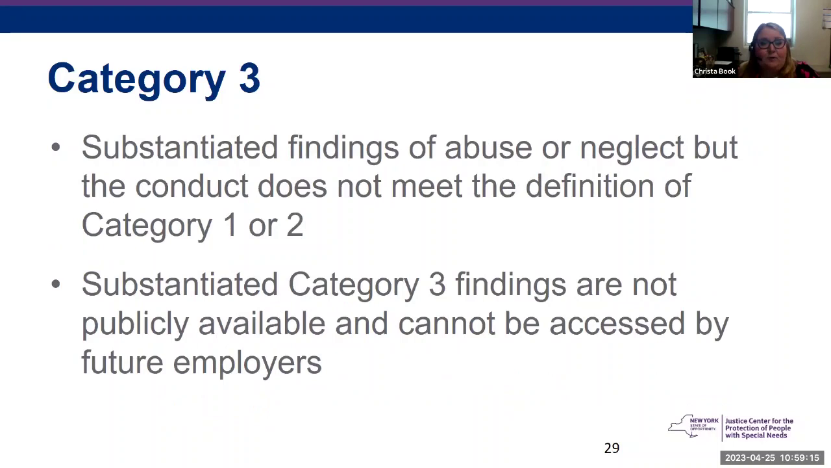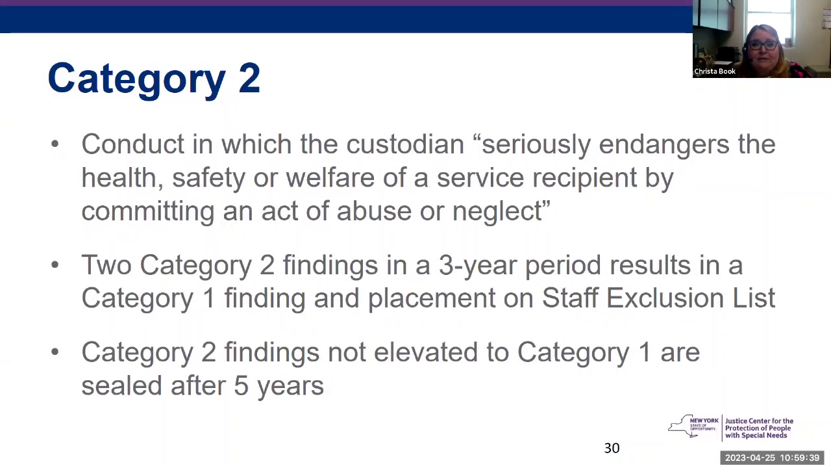A category 3, that's the lowest in our categories. It's substantiated findings of abuse or neglect, but the conduct does not meet the definition of a category 1 or 2. Category 3 substantiations, they're not publicly available and they can't be accessed by future employees. Category 2 is conduct in which the custodian, and this is directly from the statute, seriously endangers the health, safety, or welfare of a service recipient by committing an act of abuse or neglect.